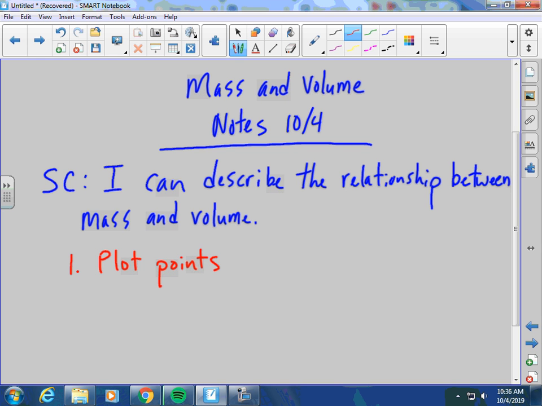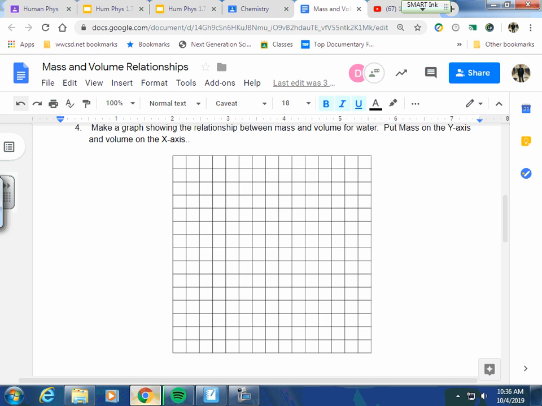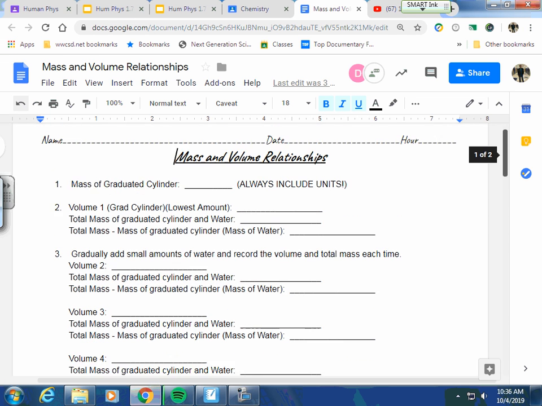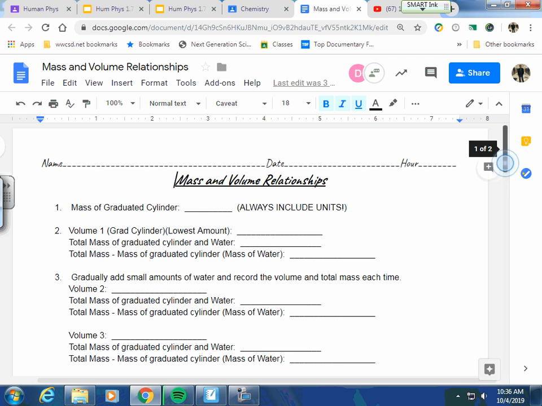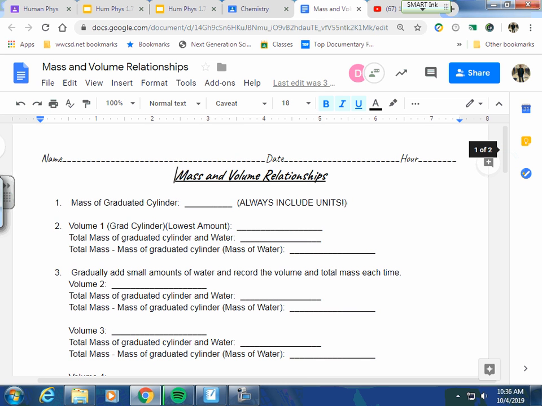So let's take a look at the worksheet that you're doing. So this is the worksheet. So first thing, and please pay attention. My last class did not pay attention very well, so the basic stuff that I talked about, they didn't even have that done, and a lot of people lost their participation points today.